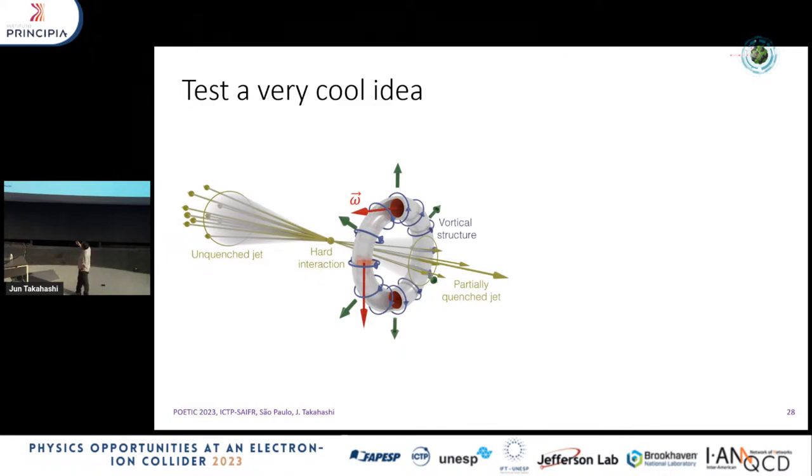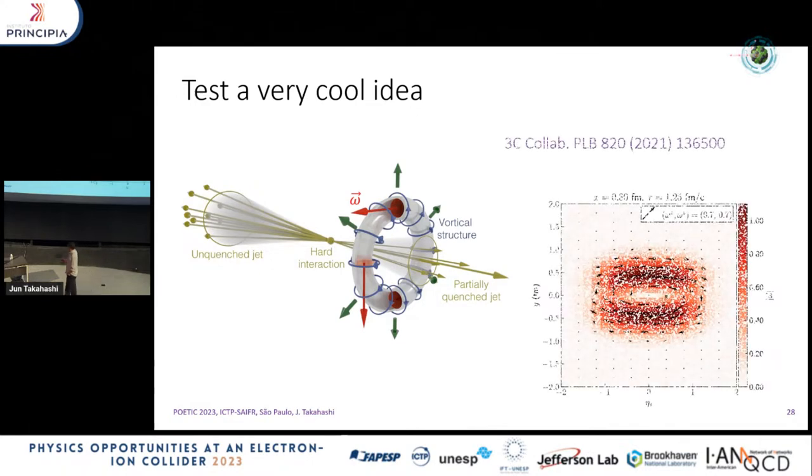You have a jet going through the medium, and this will create a vortex ring. Just like when you're in the water and you put your hand through the swimming pool and you see these nice vortex rings forming. So that's the idea that we have this vortex ring formed in the quark gluon plasma.